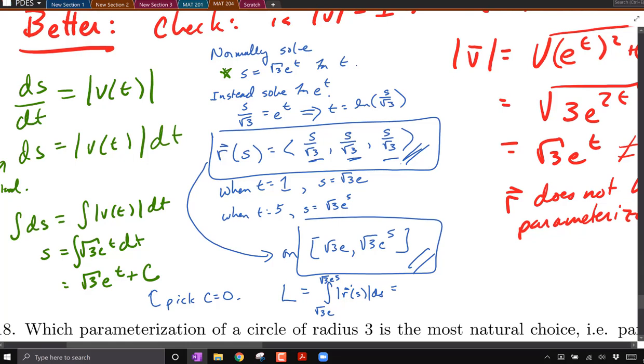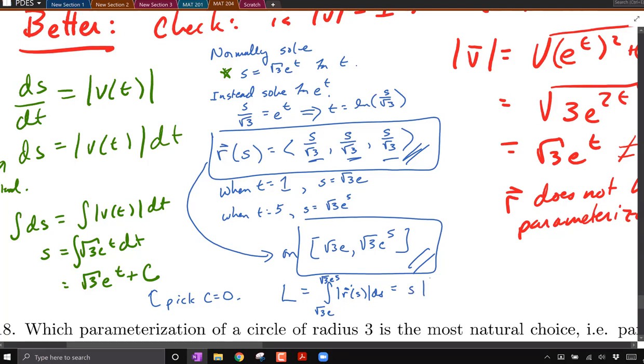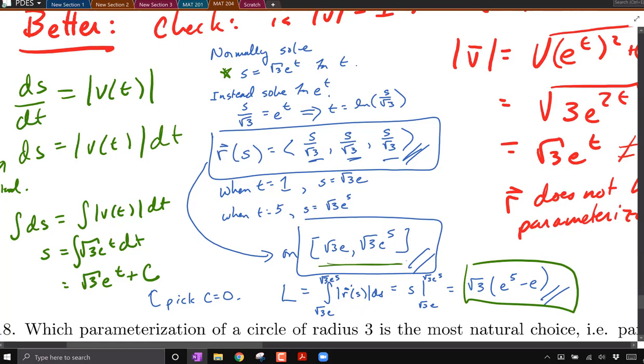The speed is 1. And so when we integrate it, we just get s evaluated from the square root of 3e to the 5th, square root of 3e. And so what's the length of this curve? It's the square root of 3 times e to the 5th minus e. That's the length of this curve. Notice that the length of this curve is equal to the length of the s interval. That's what we mean when we say it has the arc length parameterization.